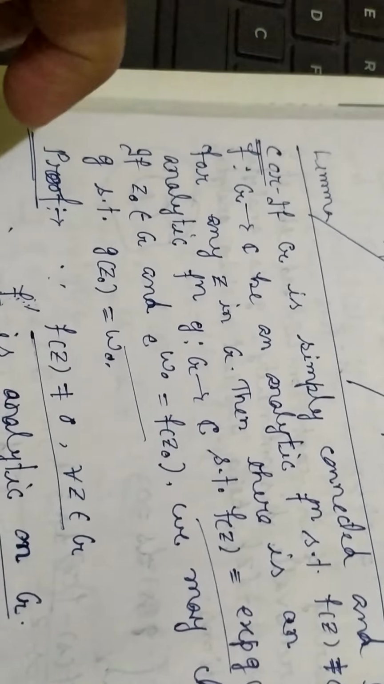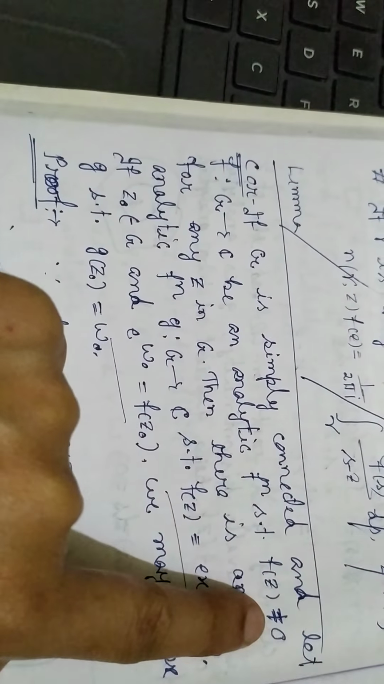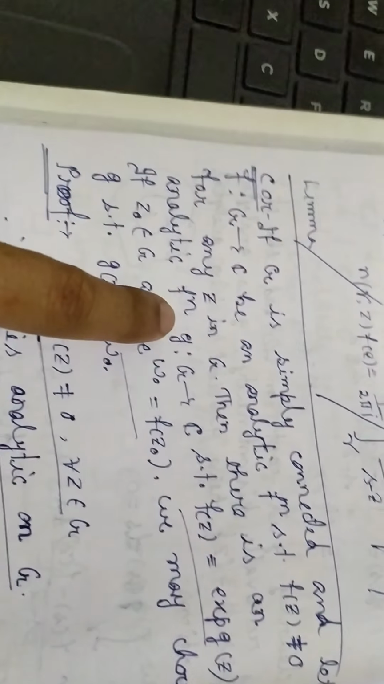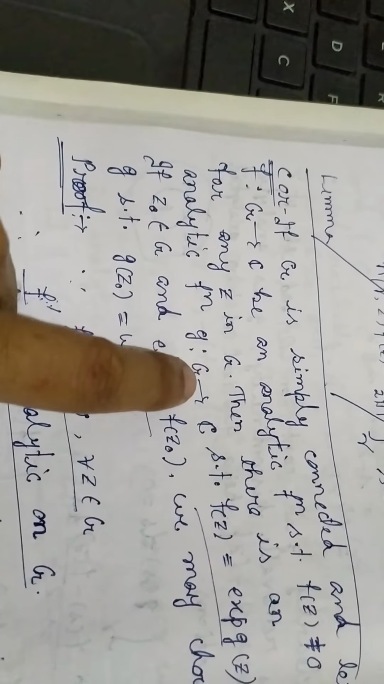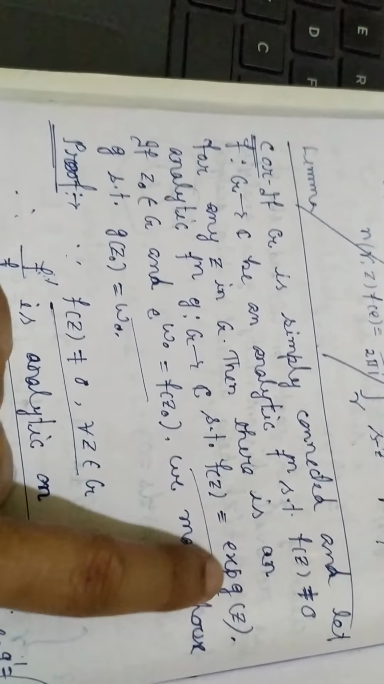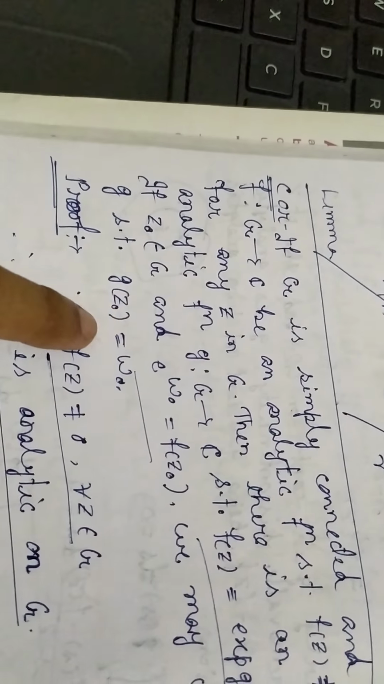So given the condition Z is simply connected, f is an analytic function such that f(z) is not equal to 0 for any z in G, then there is an analytic function g. We have to find an analytic function g satisfying this condition. So what is this analytic function? Using this, we are going to establish the consequence.